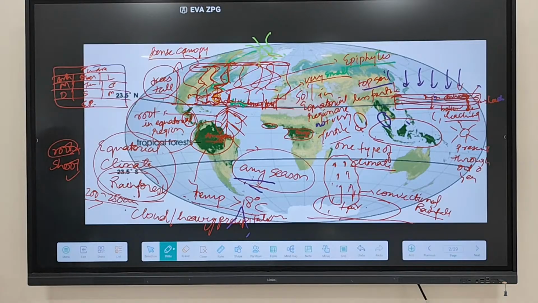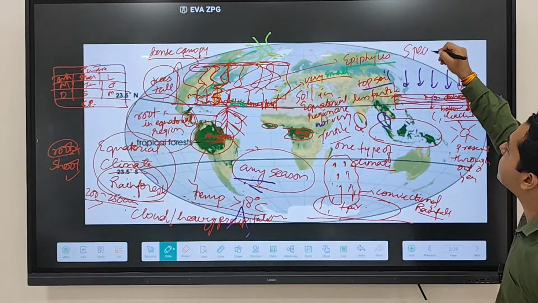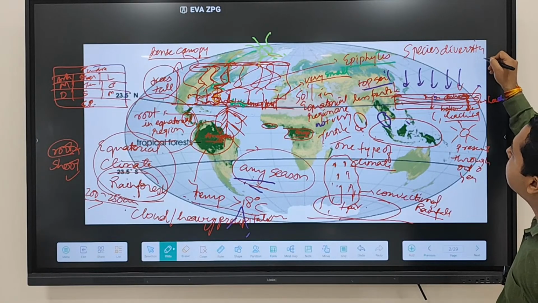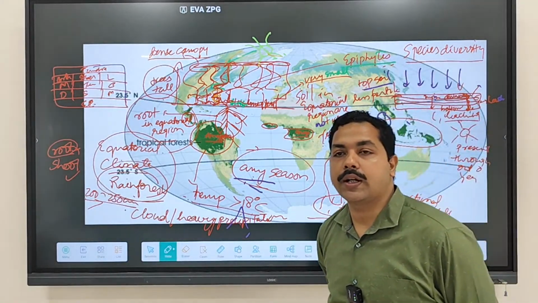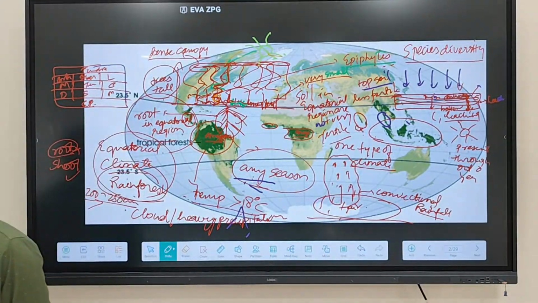So that's why the equatorial region has high species diversity. Species diversity means what? More number of species can be found. So that is called high species diversity.